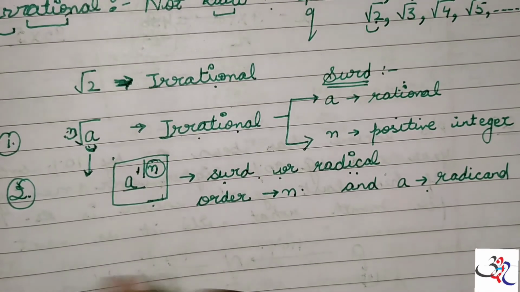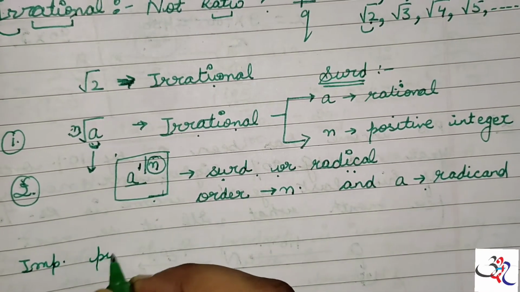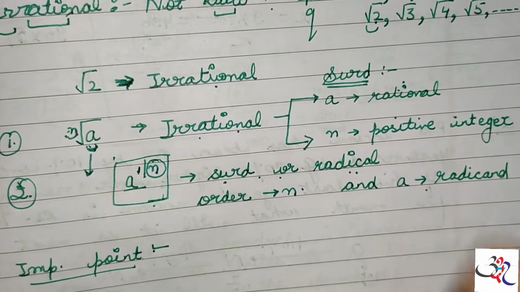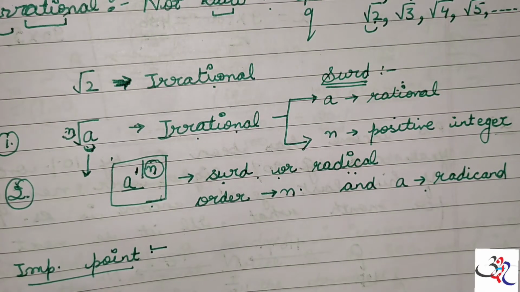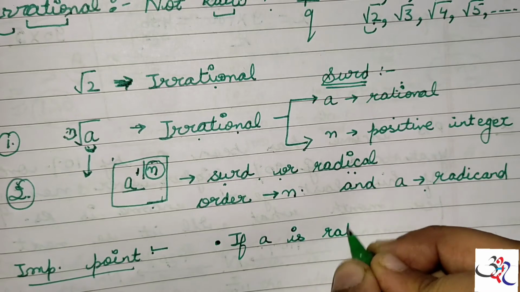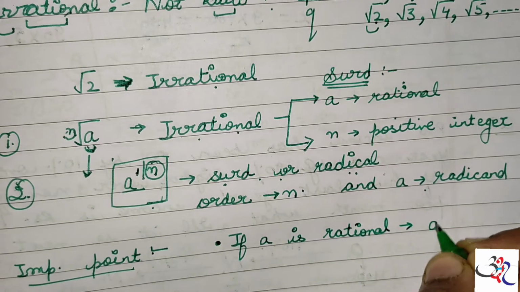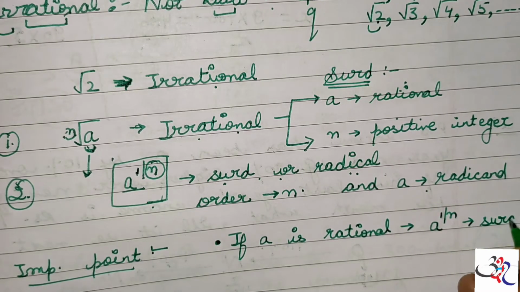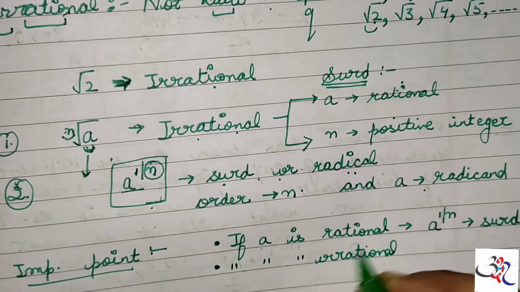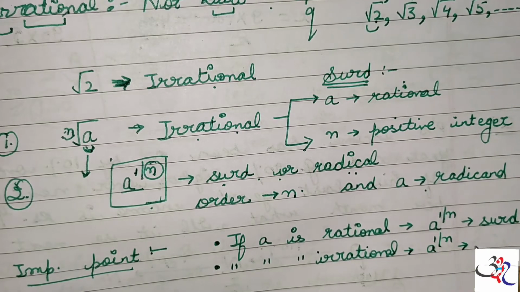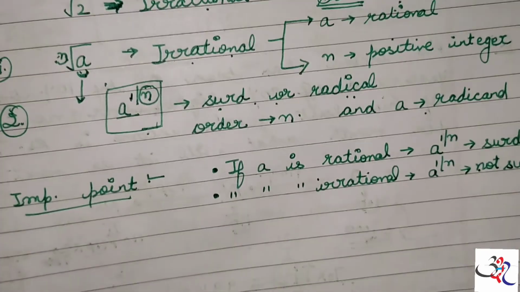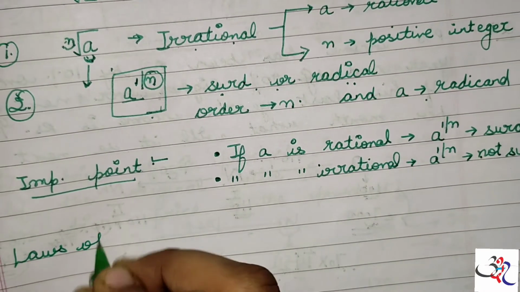Some important points to remember: the result should be irrational, a should be rational, and n should be a positive integer. If a is a rational number, only then can you say that a raised to the power 1 by n is a surd. And if a is an irrational number, then obviously we will say that a raised to the power 1 by n is not a surd. Understood?